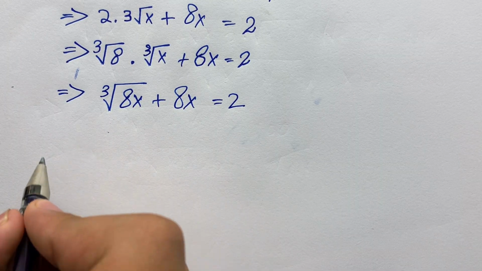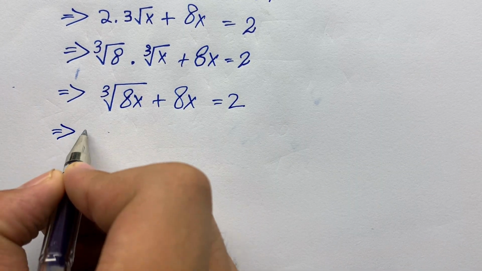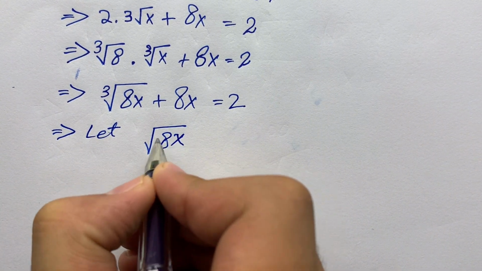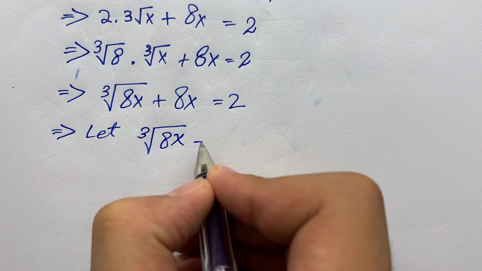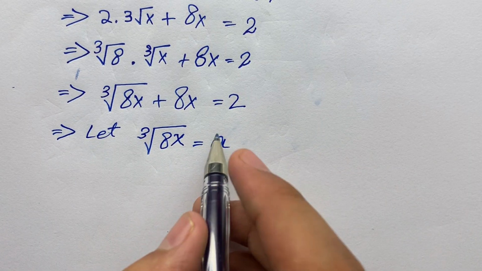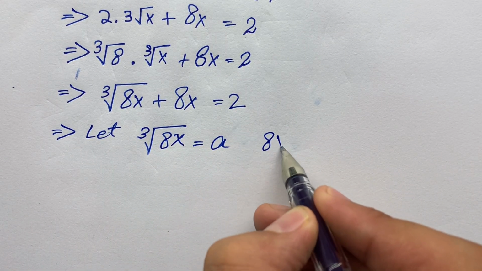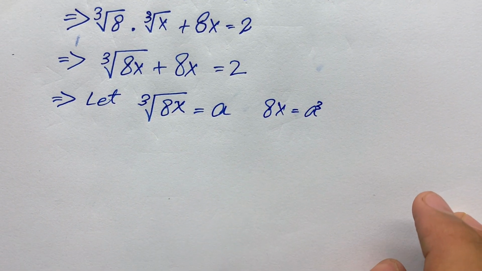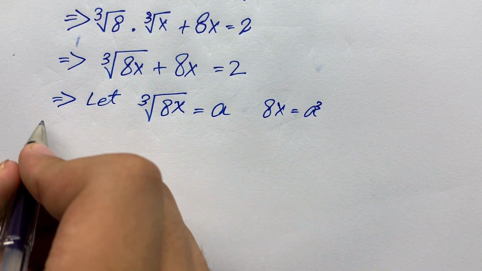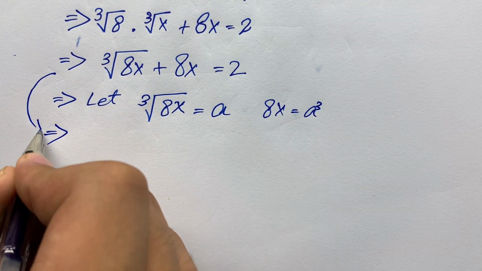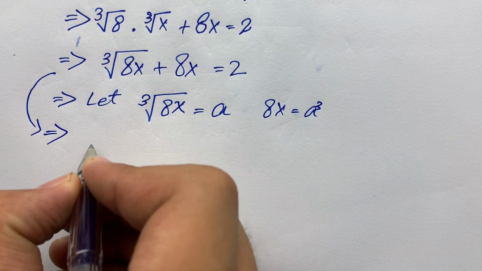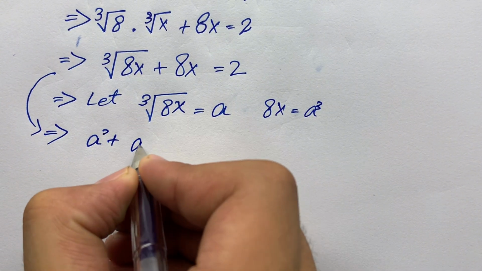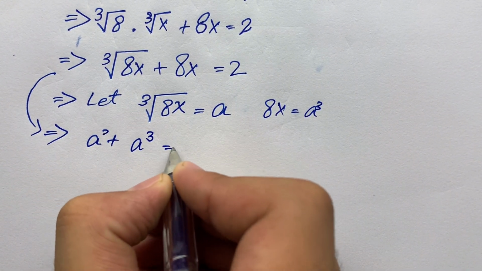Now let under root of 8x × 3 be equal to a, and 8x is equal to a to the power 3. Putting this into the equation, we get a plus a to the power 3 is equal to 2.